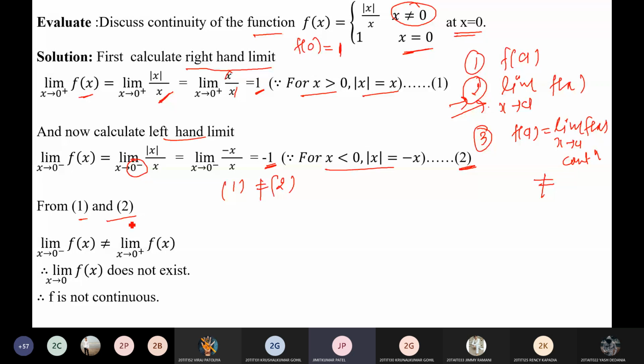So from 1 and 2, limit x tends to 0 minus f of x is not equal to limit x tends to 0 plus f of x. Therefore, limit x tends to 0 of f of x does not exist, and the second step fails here. So we can say that f is not continuous. Is there any doubt in this slide? No, sir.